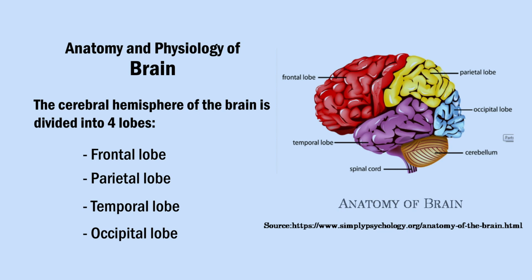Apart from the four lobes, the central nervous system consists of the medulla oblongata that controls respiratory and cardiovascular activities.